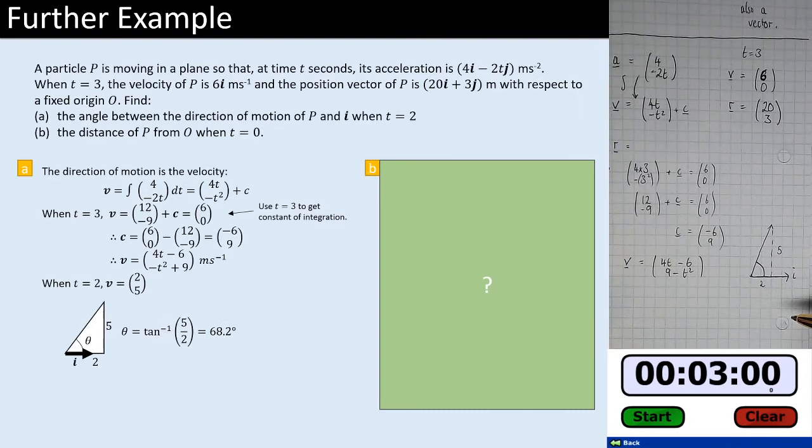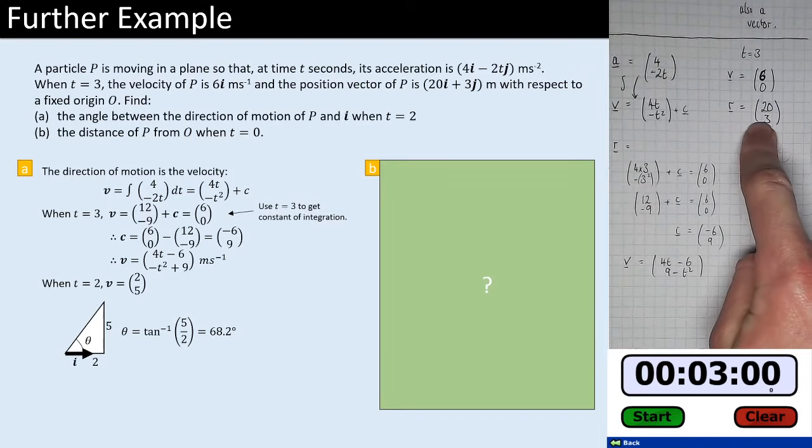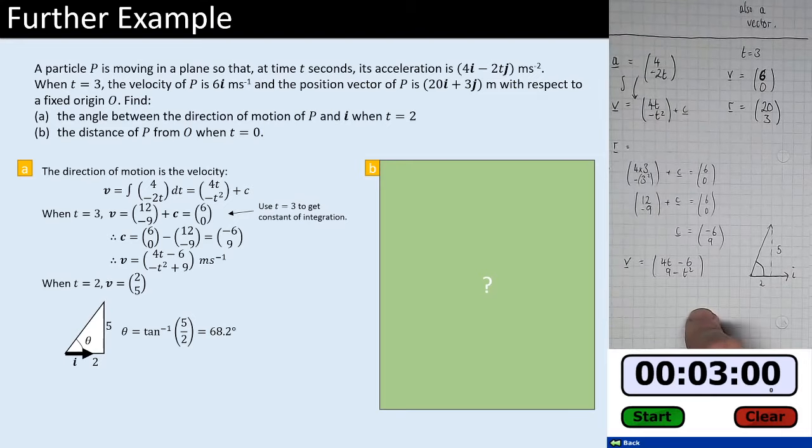Okay. Now for part B, the distance of P from O when t is equal to 0. So that's thinking of almost like our starting position. Okay. We're going to need to integrate again to find our position vector, and then use the second piece of information to find out our constant of integration again. And then, once we've got that, then we can use, I've just pointed at my screen.